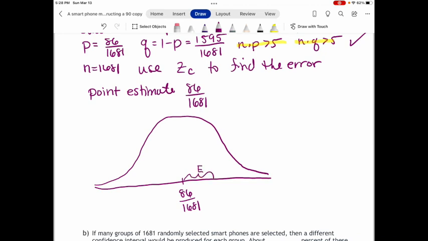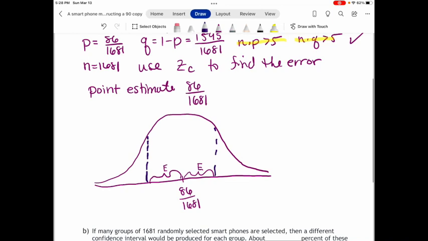I've got to find my error so that when I add or subtract my error, that's going to give me my 90% confidence. So what we need to do is find this value and this value. In order to do that, we need to find our error so that we can add and subtract it to our point estimate. So our error formula is going to be our Z critical. And remember, we are able to use Z critical because we're using the normal distribution to estimate this binomial distribution because our sample size is big enough.